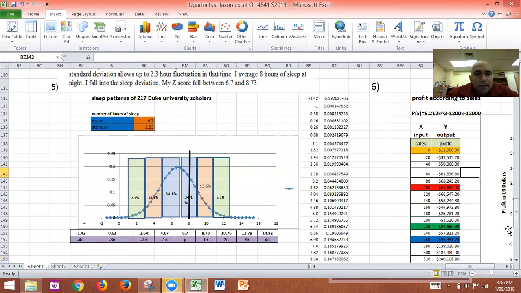The mean is set at 6.7, and the standard deviation is 2.03. And if you look on the scale that we put down below, it looks like most of the college students get anywhere from 34.1% to 34.1%. So most of them got sleep between 6 and 8. I'd say 6 and 8.